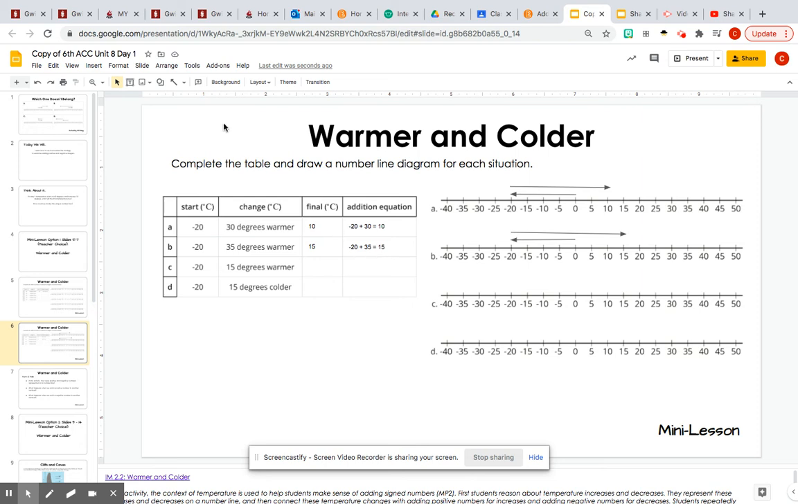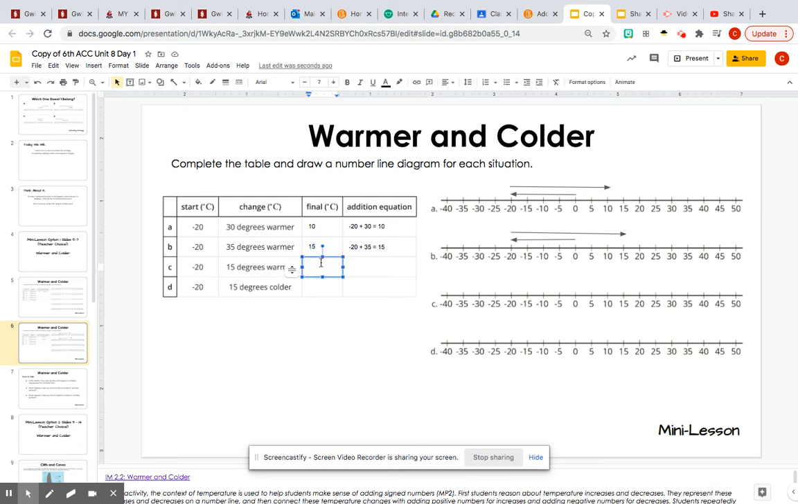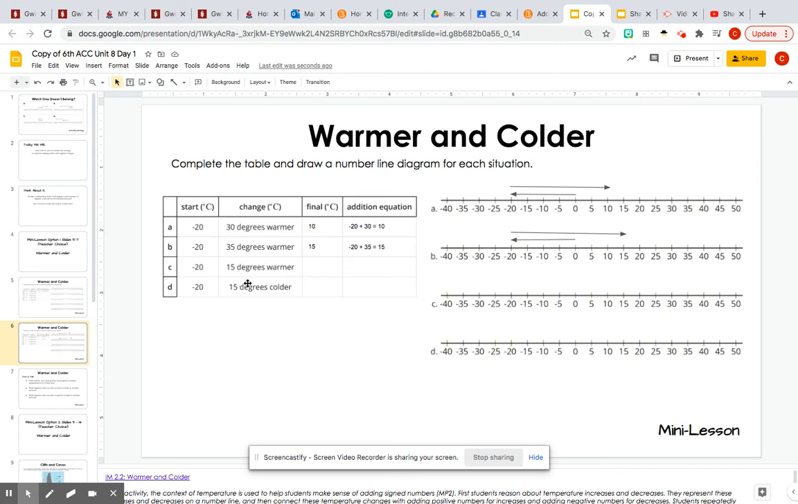Okay. So then this one, negative 20, and we're going 15 degrees warmer. You can take a minute and think, where do I think this would be? Do I think it would be less than 10, more than 15, less than 15? But I will model it for you guys.